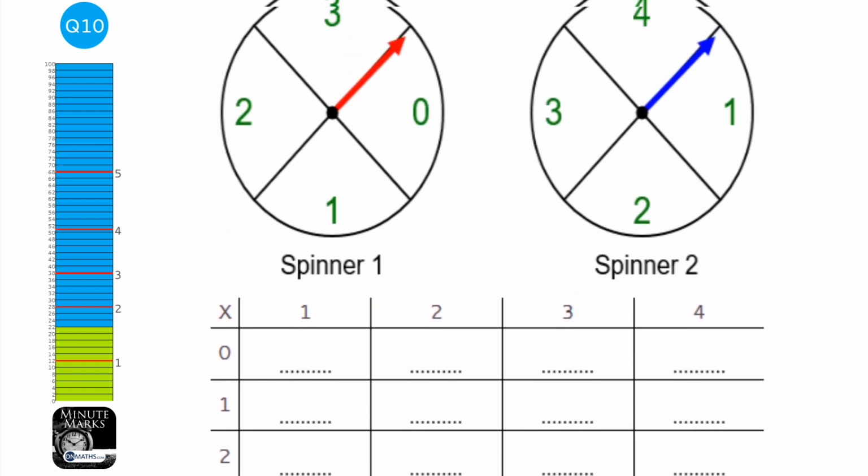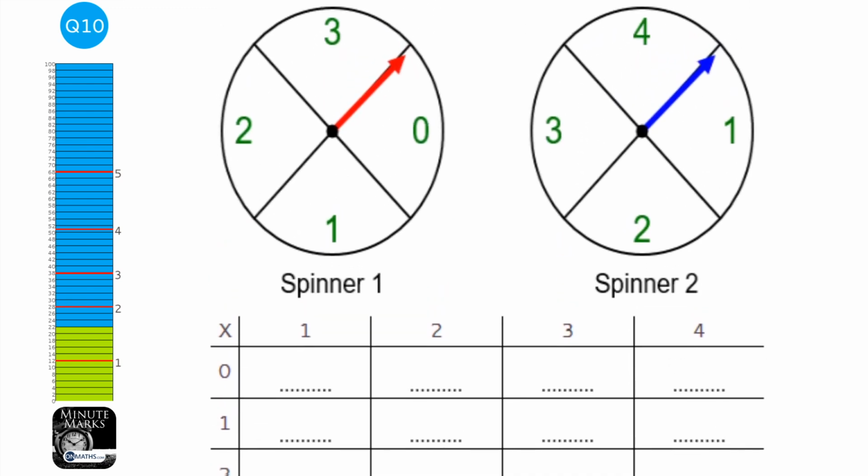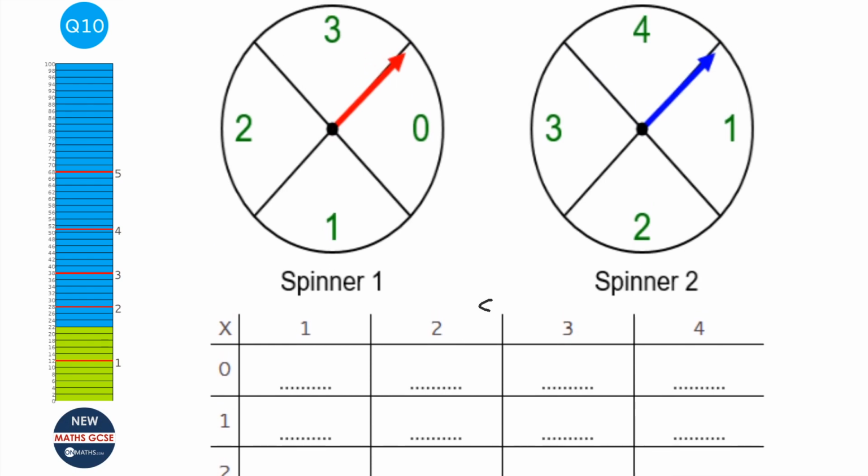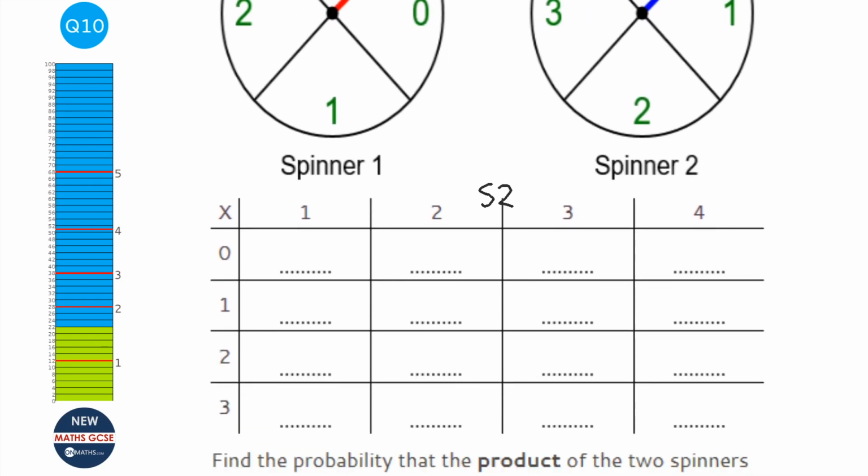So we're first of all going to do a sample space diagram for this. So we've got the numbers from spinner 2 up here and the numbers from spinner 1 here. But instead of writing down the combinations, we're just going to write down the answers to the product. So we're going to do 1 times 0, 0. In fact, anything times 0 is 0. Then we're going to do 1 times 1, 1 times 2, 1 times 3, 1 times 4.